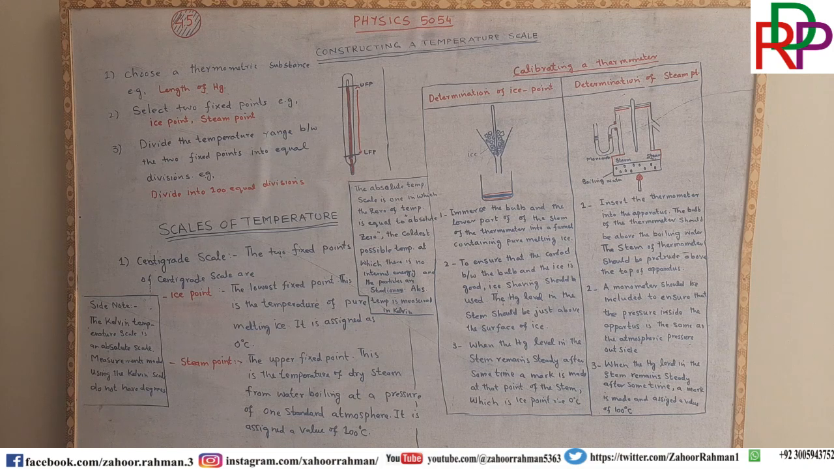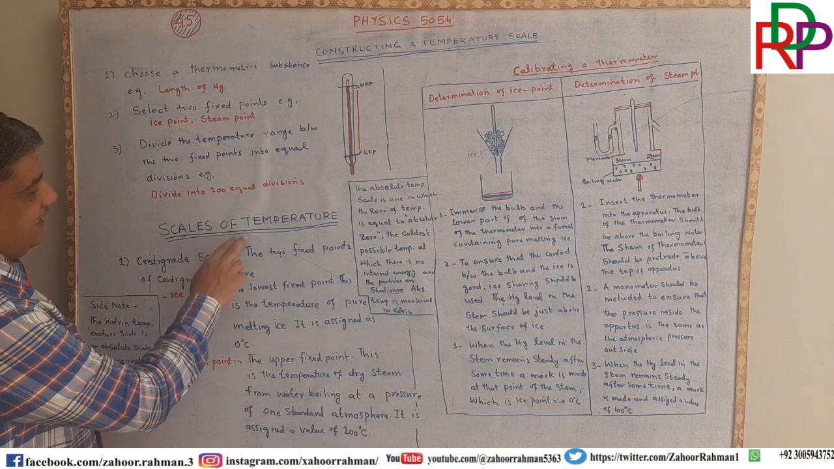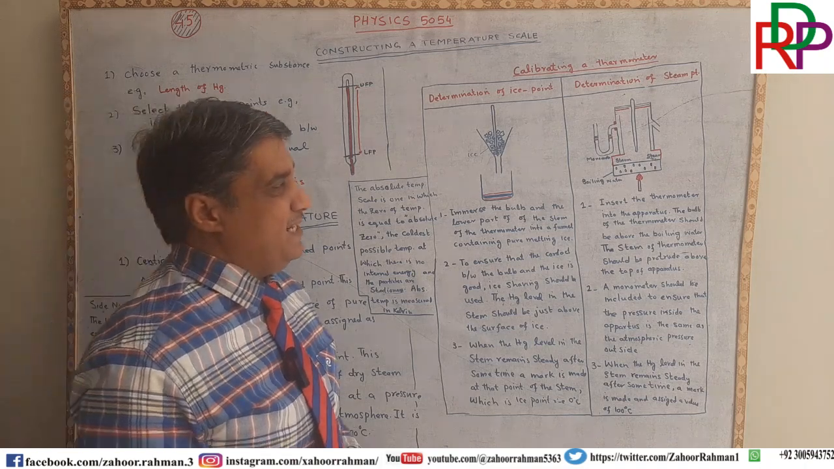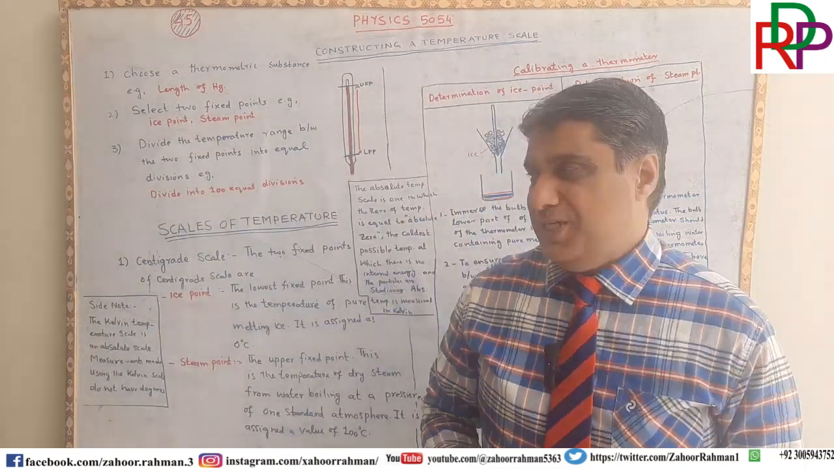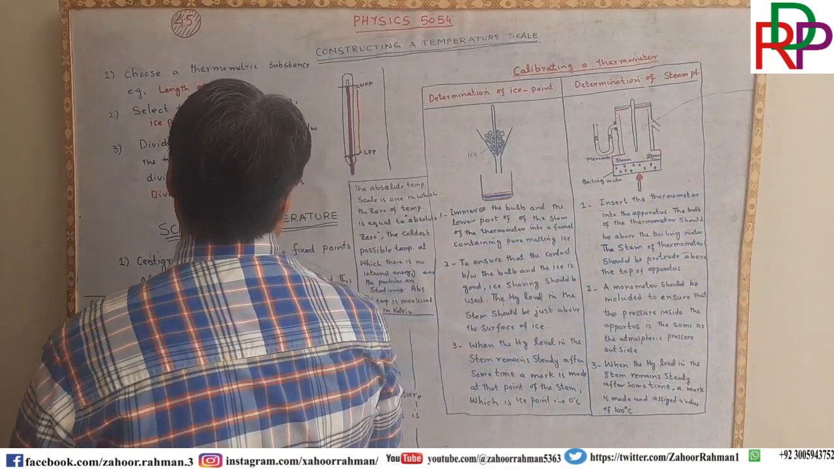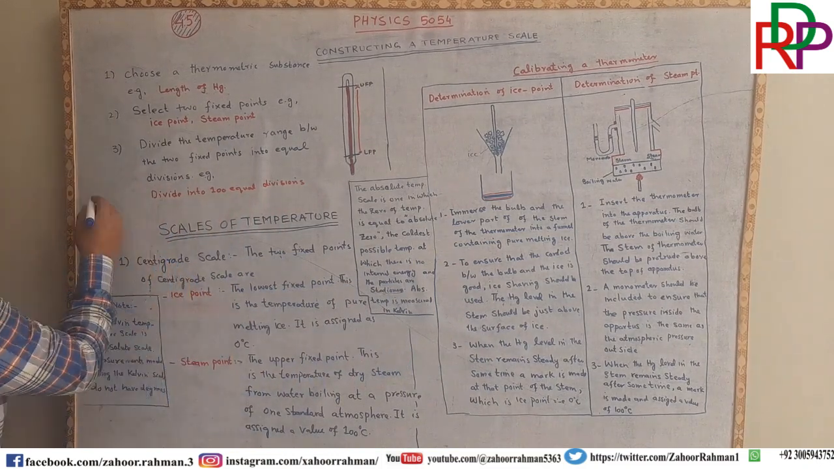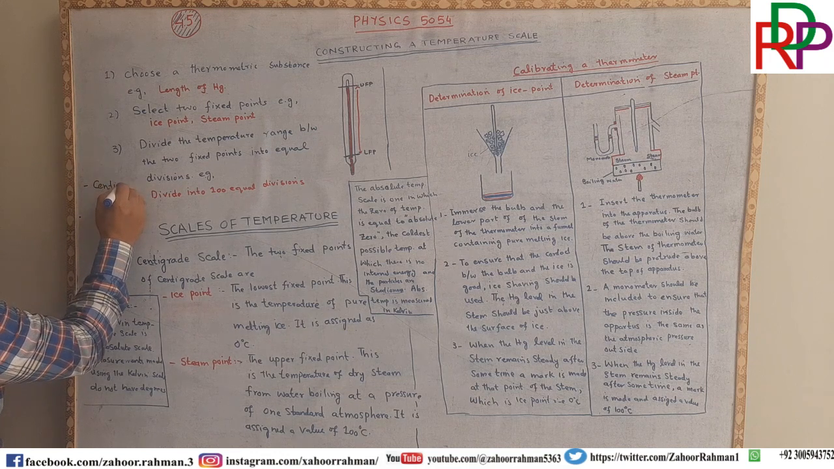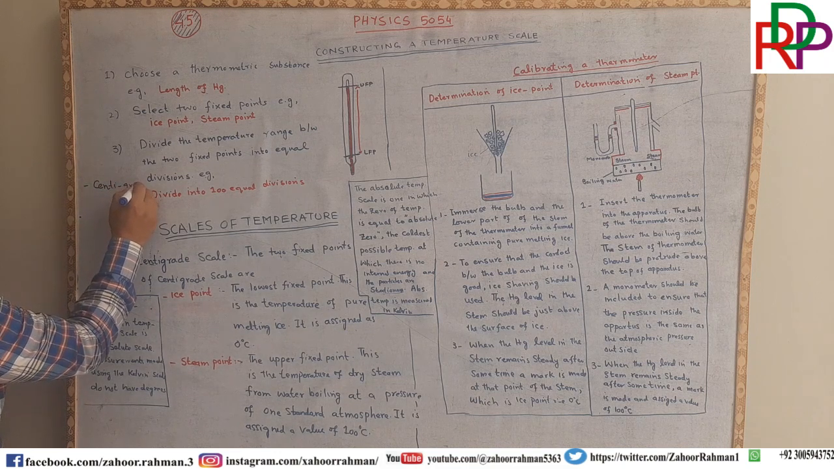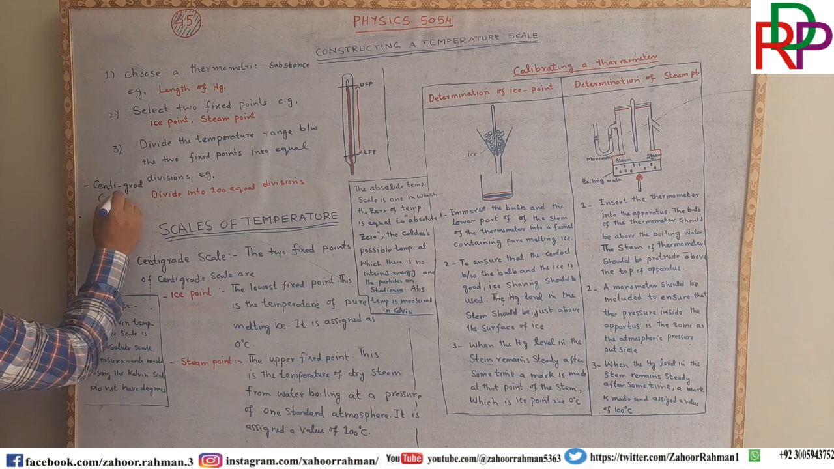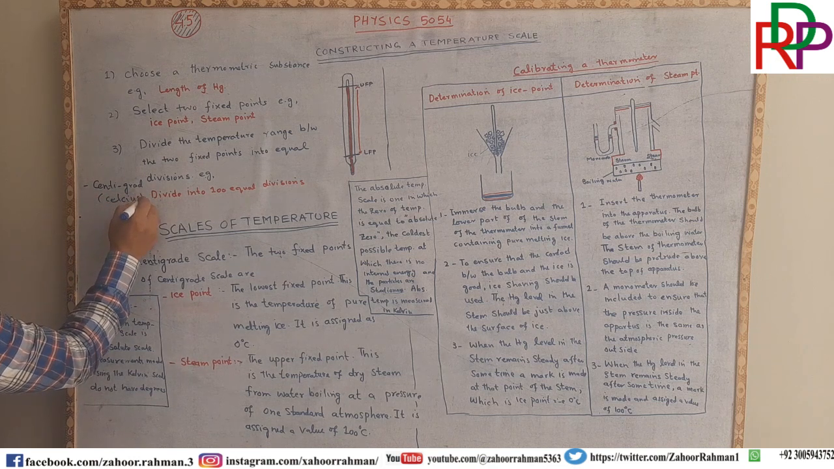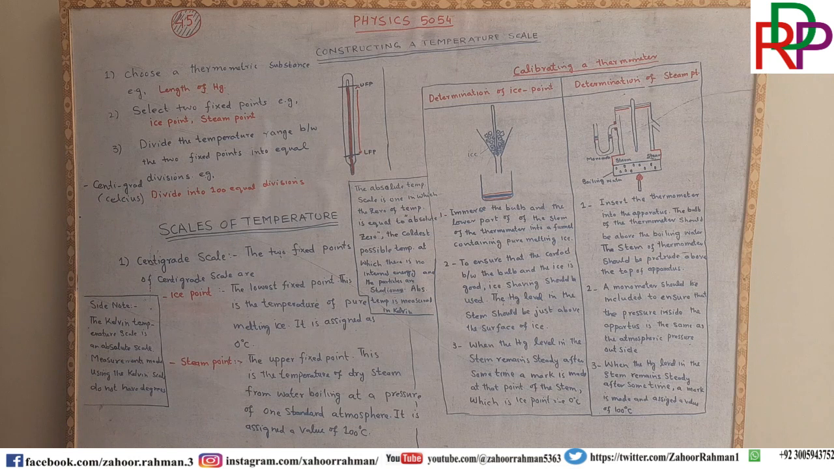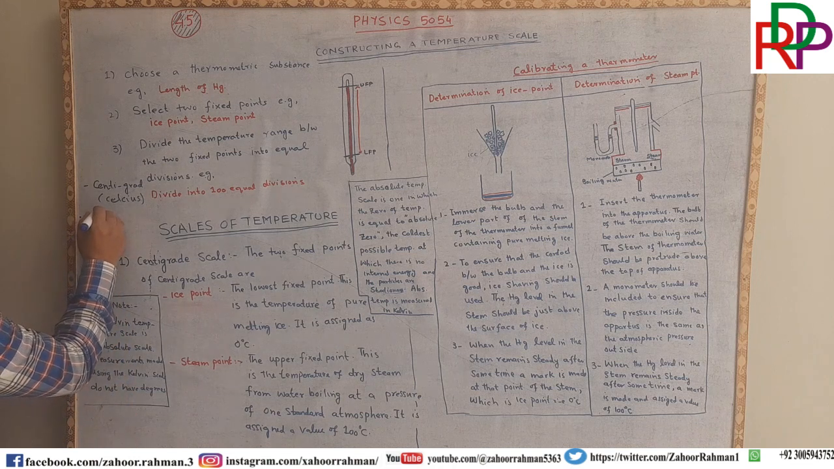Now, our next topic is scales of temperature. Ladies and gentlemen, let me tell you that there are three temperature scales. One is called centigrade, which is also known as Celsius. Centigrade and Celsius refer to the same concept. The second one is the Fahrenheit.